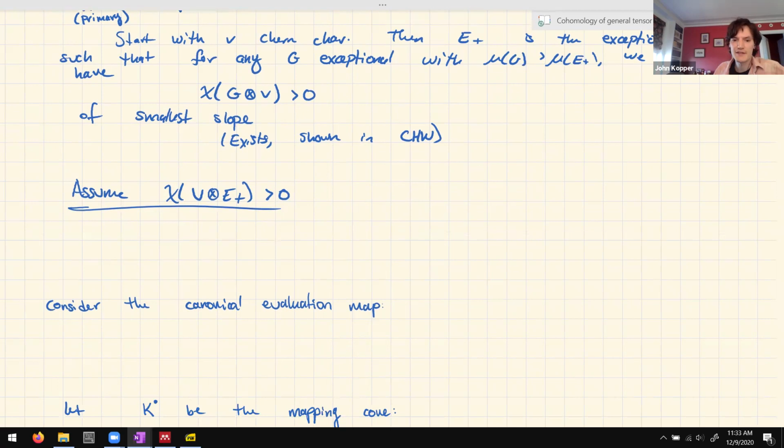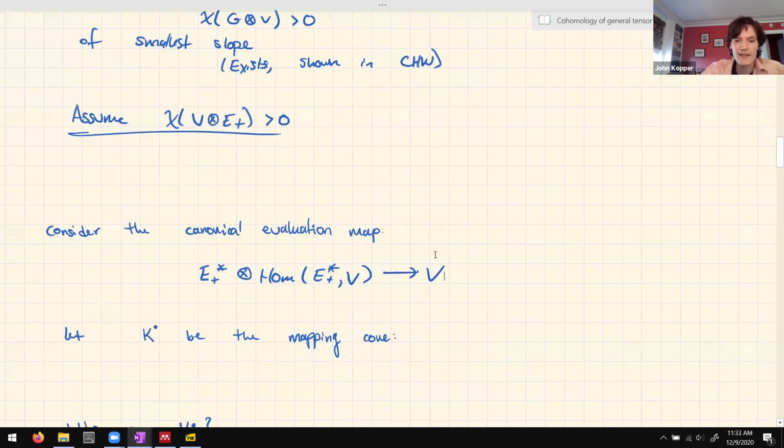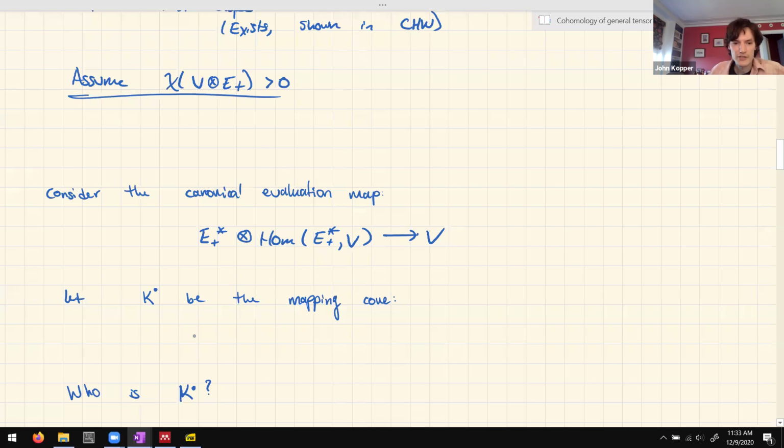And then the other piece of the puzzle is this complex that I'm going to associate. So how do I do it? I take the canonical evaluation map that looks like this. I take the dual of my primary corresponding exceptional times Hom(E plus dual, V). This thing naturally maps to V, right? So this is some canonical evaluation map. And what I want to do is take its mapping cone. Okay, so this maps to V. And then this thing has some mapping cone, which I'm going to call K.